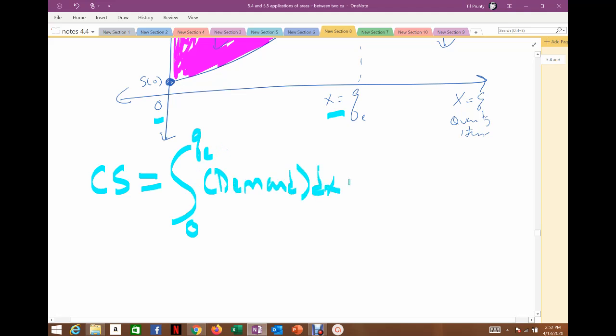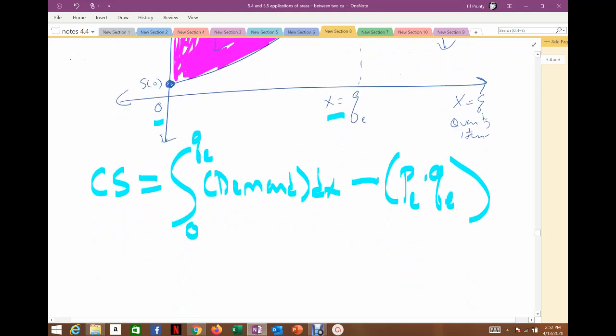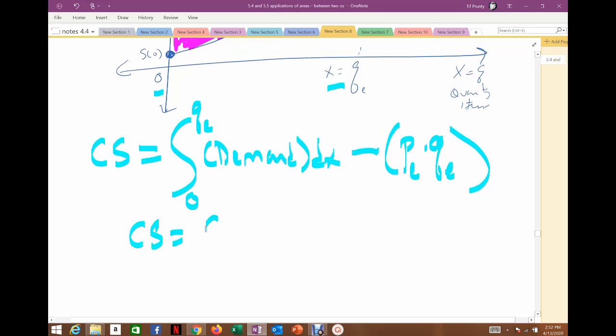But that would be the total area. We don't want the total area. Then we subtract the equilibrium revenue. Equilibrium price times equilibrium quantity, right? The rectangular area we subtract. And that would be my consumer surplus, which would come out a dollar amount that should be positive, right? So consumer surplus should be a dollar amount, and it's always positive. If it comes out negative, you've set it up wrong.